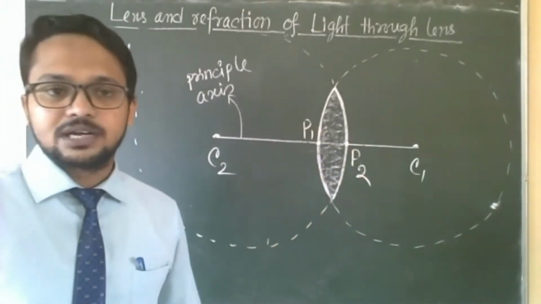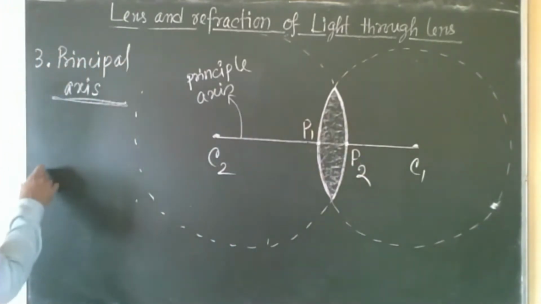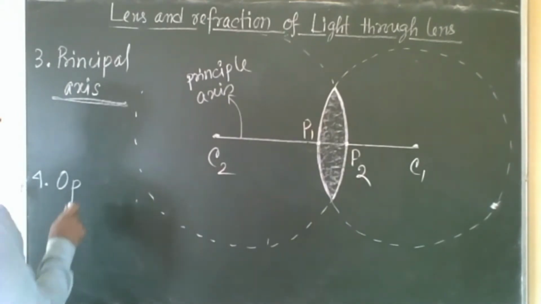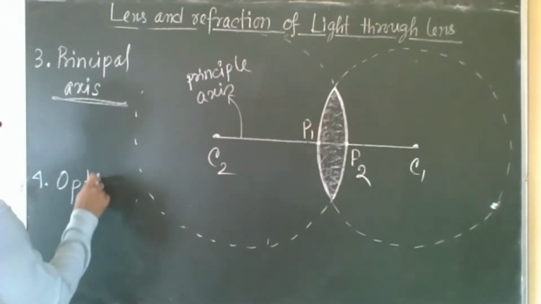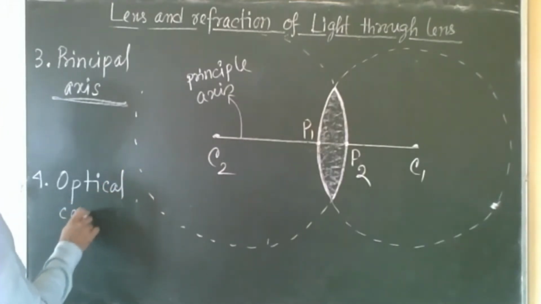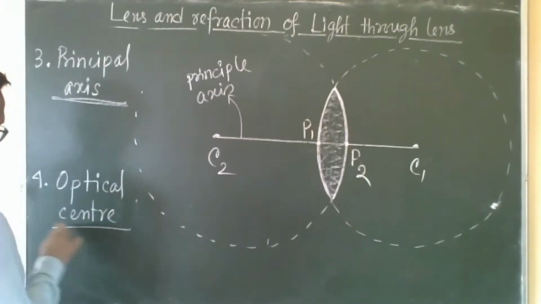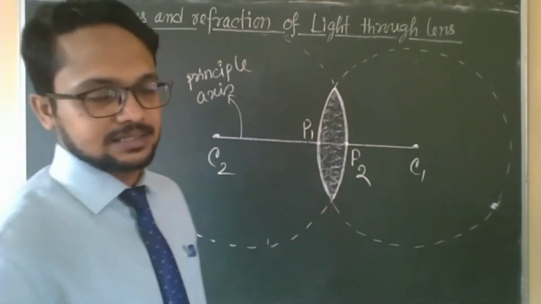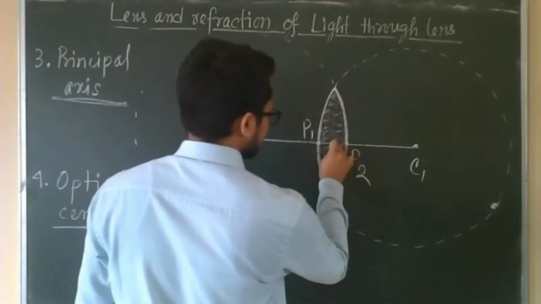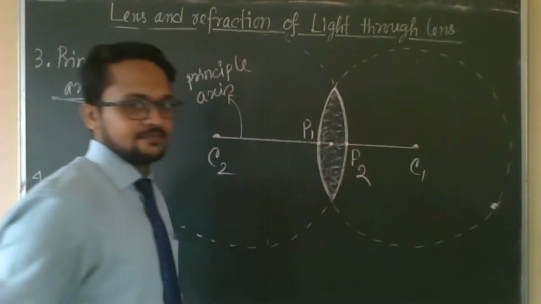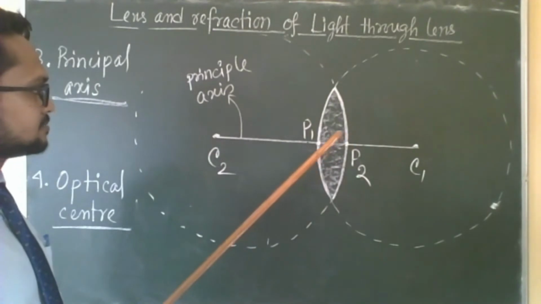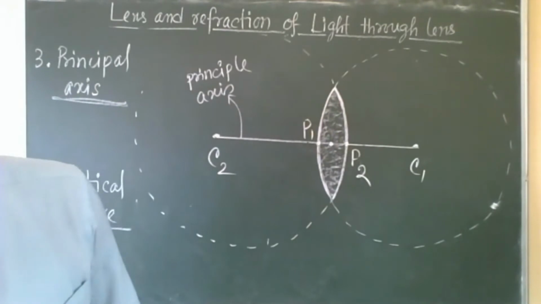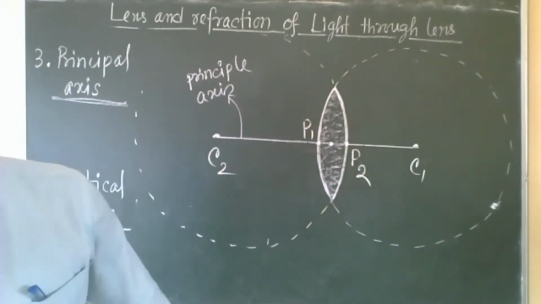Fourth point, very, very important: optical center. As you got pole in case of spherical mirror in class 9, here we get optical center in case of lens. The definition of optical center: it is a point on the principal axis, lying inside the convex lens or biconcave lens. In point number 4, the definition is written.